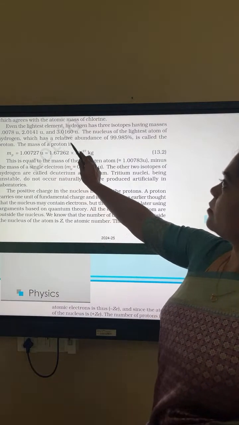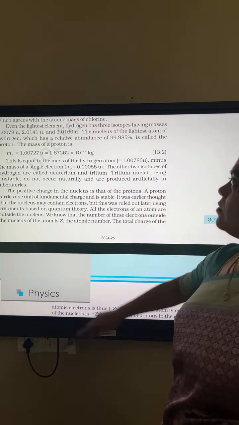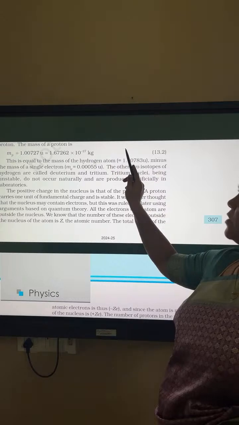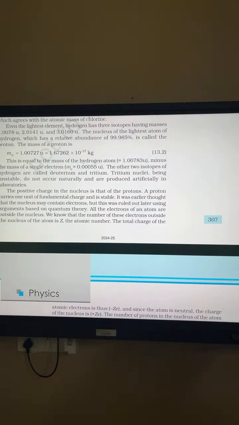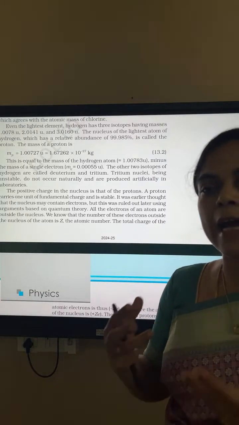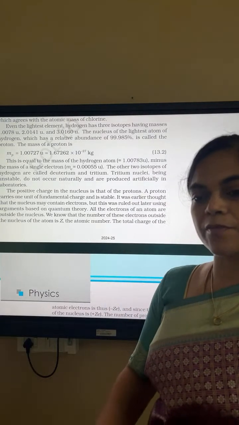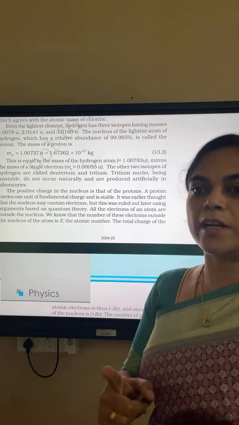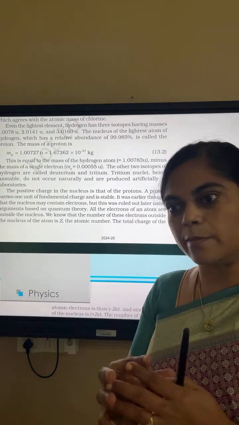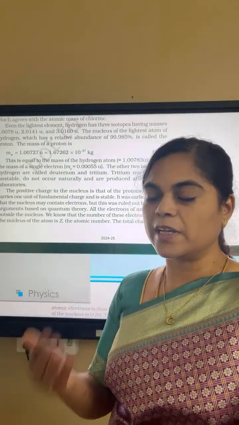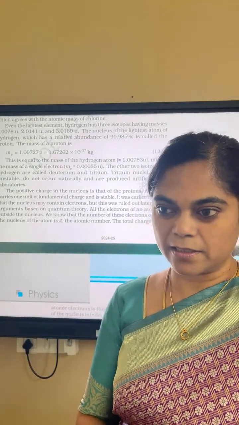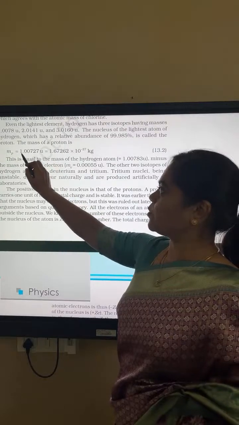They said here, the nucleus of the lightest atom of hydrogen, which has a relative abundance of 99.985%. What is the meaning of that? Hydrogen is the lightest element, right? What is the mass of an atom? 99% of the mass of an atom is nuclear mass. Since hydrogen is very light, it has only 1 electron. So hydrogen's total mass is concentrated at the center. That means we can say 1 proton is contributing the mass of a hydrogen. Can we say like that? So this is the major mass of a proton we are seeing.